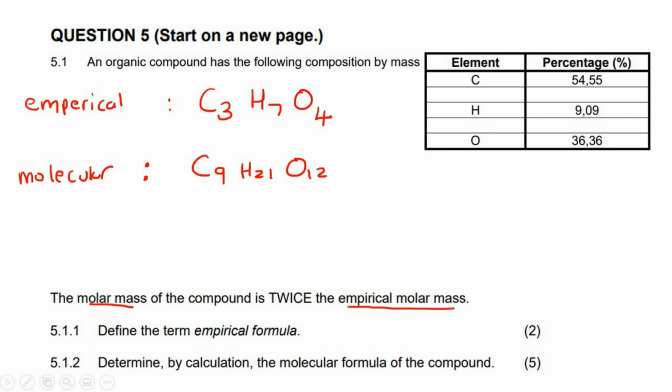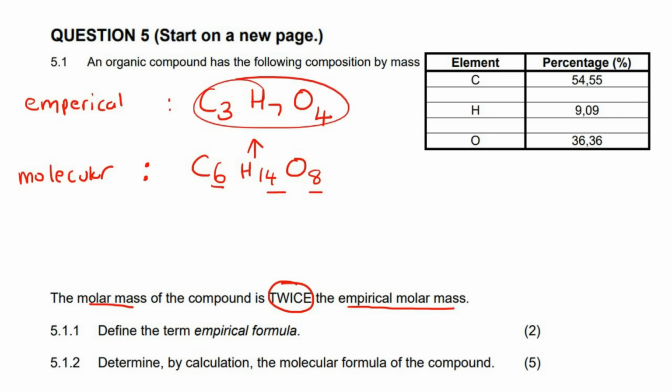Okay? So in this question, they said that it's twice. So this would maybe become like C6H14O8. Now, if you had to simplify this, you would just go back to the empirical. Okay, so I hope that reminds you of the difference between empirical and molecular. Empirical is the simplified one. The molecular is not simplified.